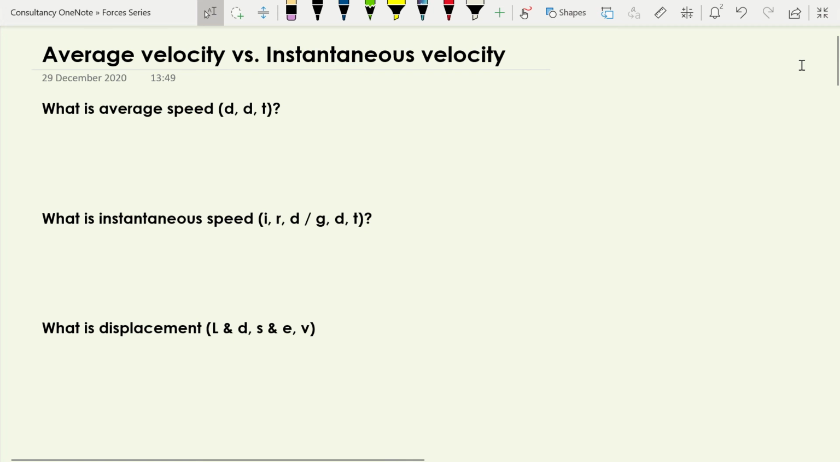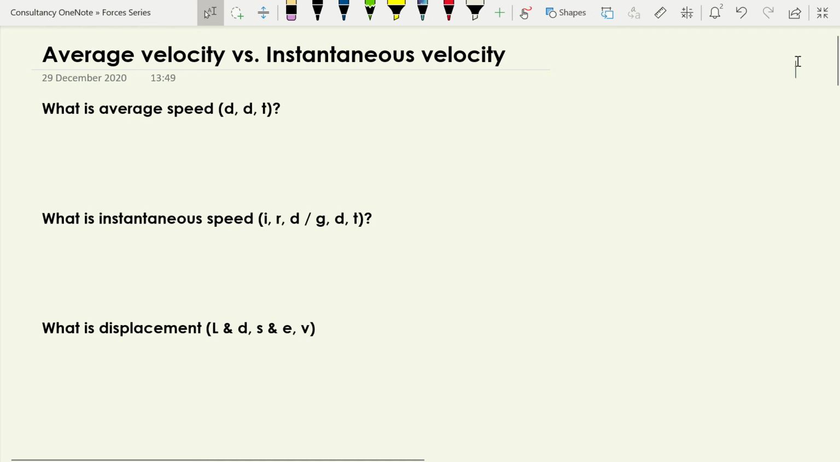All right, so in this video, we're going to talk about the difference between average velocity and instantaneous velocity. This video is designed to follow on from a previous video on average speed and instantaneous speed. If you haven't taken a look at that, I would check that out first. There's also a previous video about displacement, which might be worth taking a look at, but I'm not sure that one is so essential as the average speed versus instantaneous one.